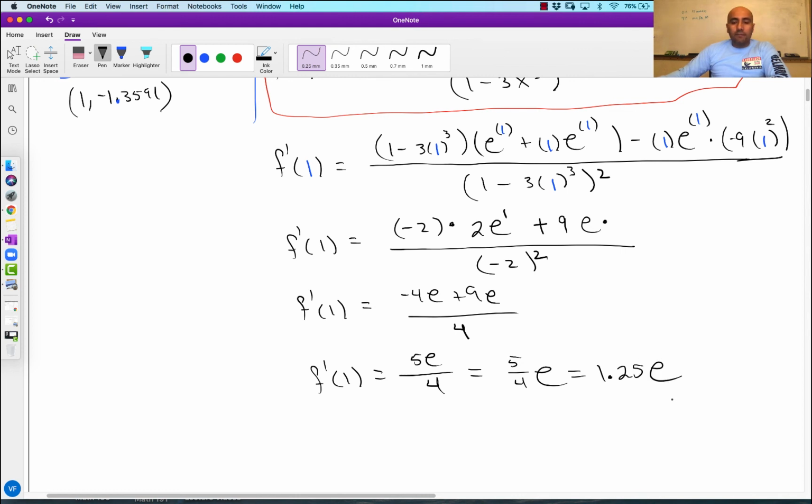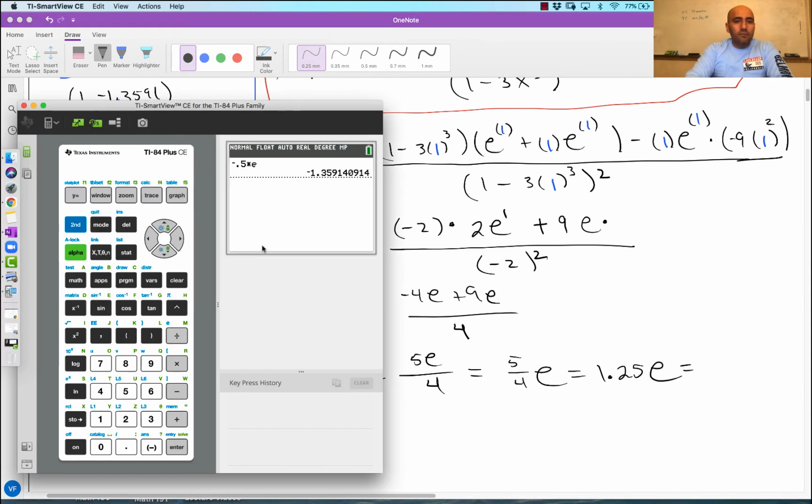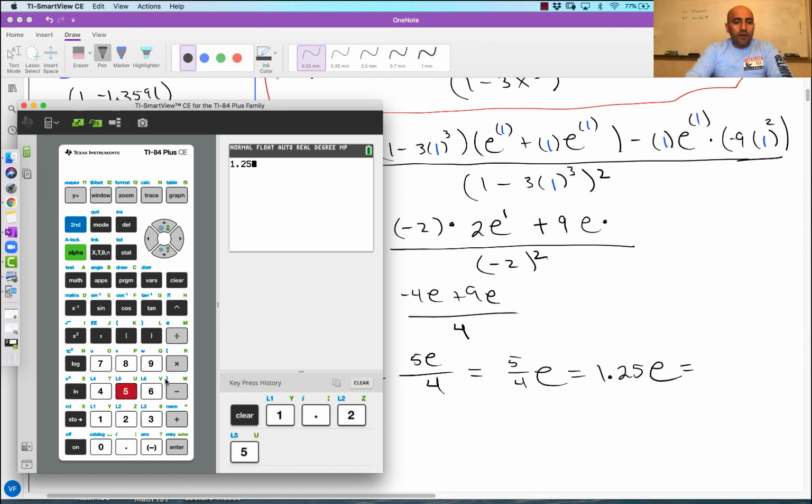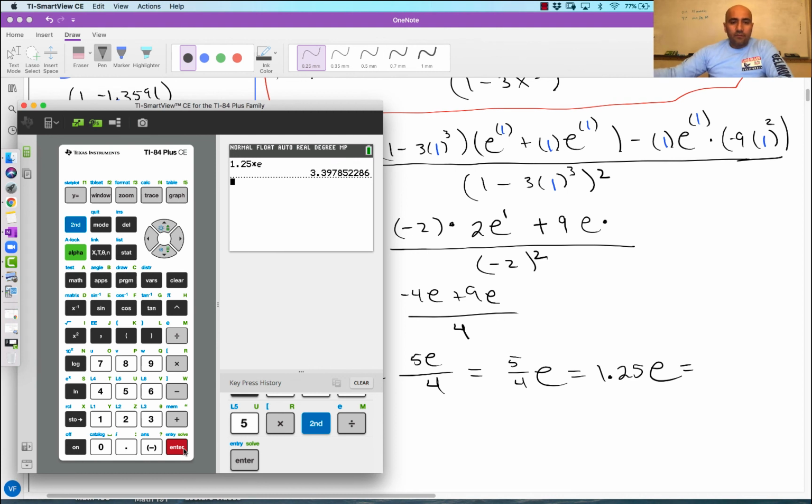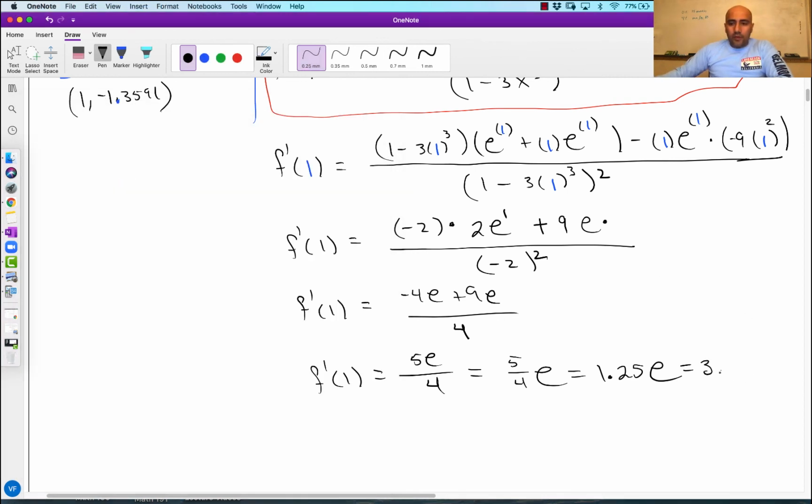1.25 e. Okay, so again, we can use our calculator to approximate that if we want to, or we can leave it alone, leave it like that. So 1.25 times e is 3.3979-ish, approximately, rounding off. Okay, so we're almost there.